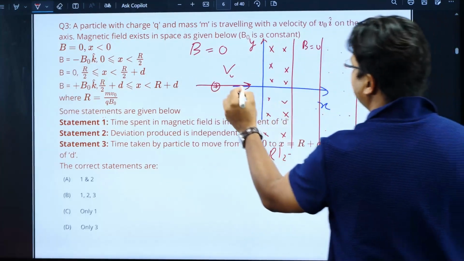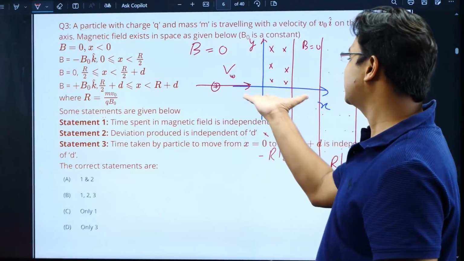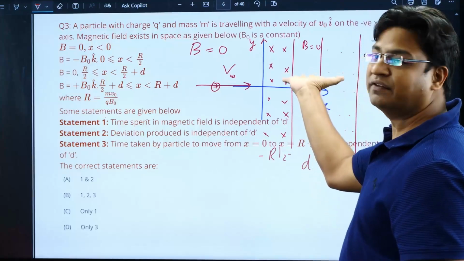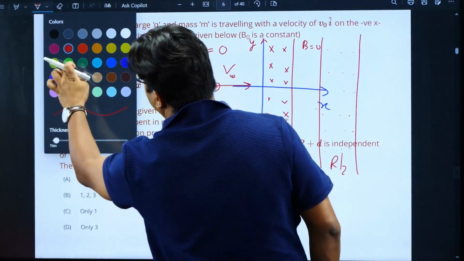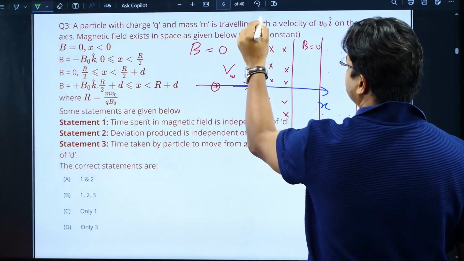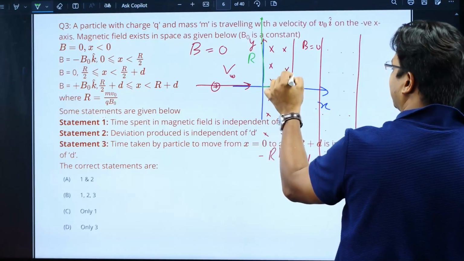So the moment it enters the magnetic field, what happens? There is a magnetic field in the inward direction, the velocity is towards the right, and the charge is positive. So it will start deflecting upward. It will start moving on a circle of radius r. If this distance is r by 2, then the radius would be double of this distance, so this is r. It will move like this, and then it will come out from here.